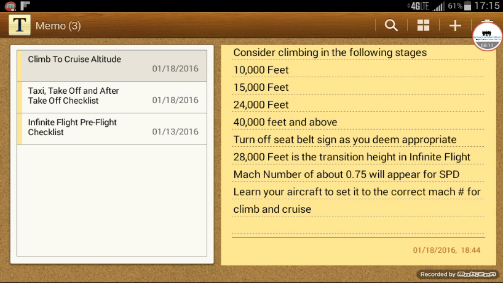You can turn off your seatbelt sign as you deem appropriate, and remember that flight level 280 or 28,000 feet is the transition height in Infinite Flight, and the Mach number of about 0.75 will appear for the SPD. You need to learn your aircraft and set it to the correct Mach number for your climb and cruise. The thing is, you got to understand that once that Mach number pops up, you'll be able to change it up and down. Each one of the aircraft has a different cruise speed for their Mach speed, and you can find this information online. Especially, it's easier to find it for the commercial aircraft than anything else.